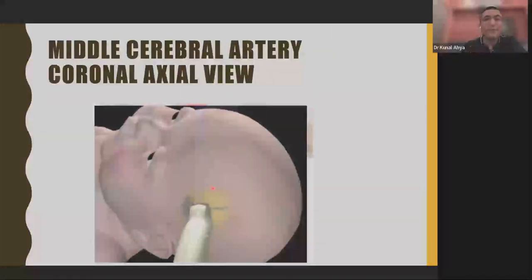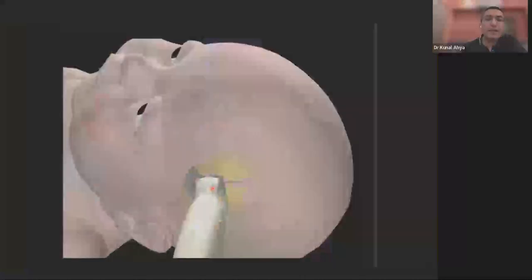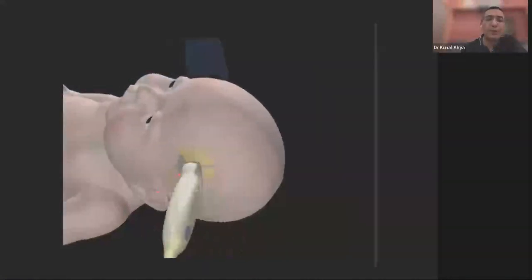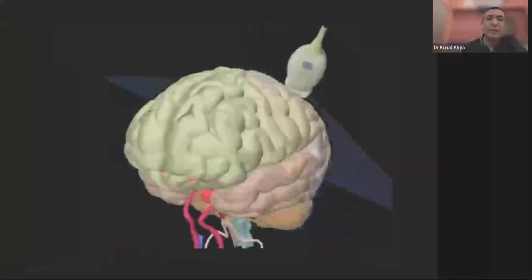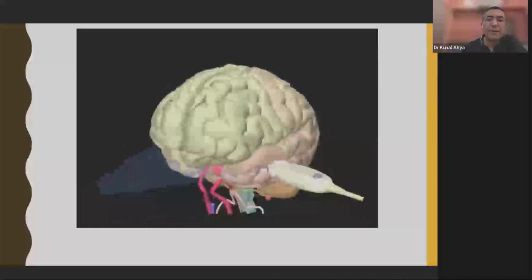So one artery which we have seen is the anterior cerebral artery in the mid-sagittal view. And second is our axial view, in which we see the anterior part, that is the coronal axial view. So we keep the probe over here. So it is in front of the ear. Okay. Then what we see, the probe is moving in front.